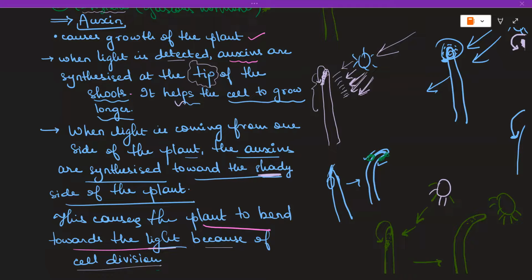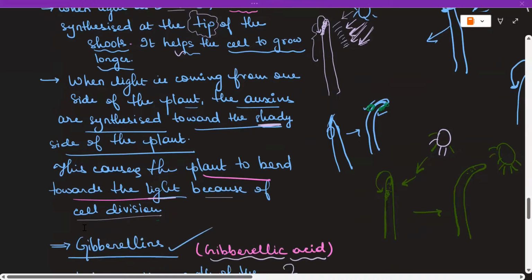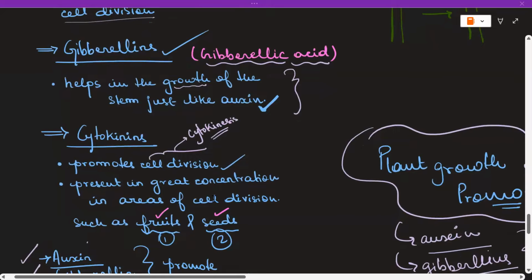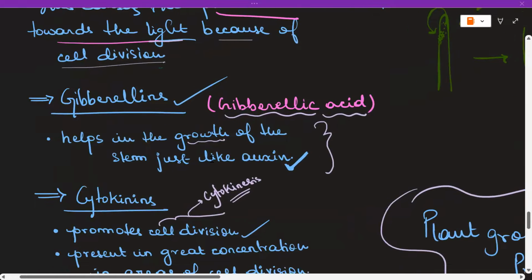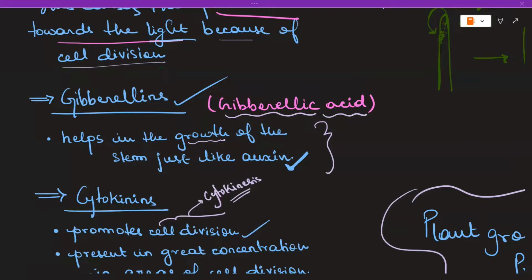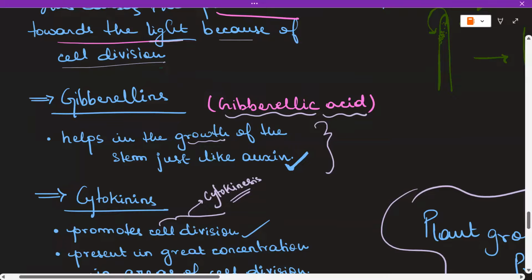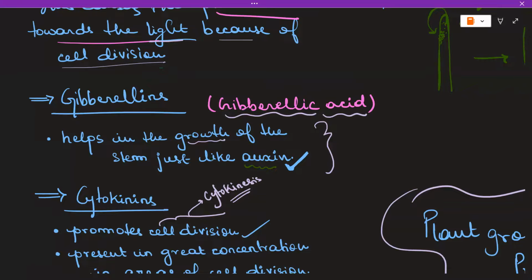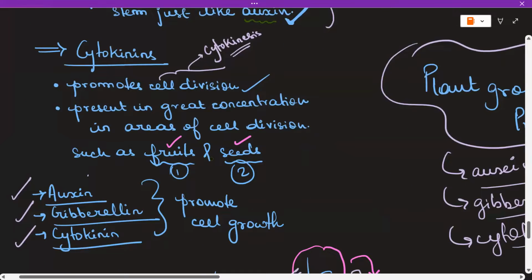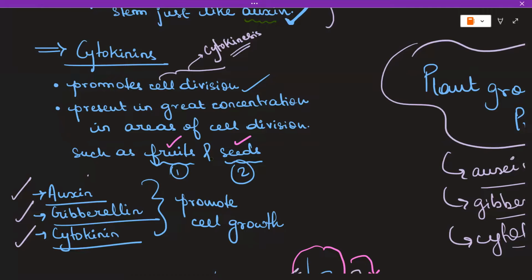Any doubts up until now? No, ma'am. All right. So this was about the auxin. Now the next phytohormone is gibberellin. Gibberellins are also called gibberellic acid, and they work very similar to auxin. They are also responsible for the growth of the stem in terms of its length. So that is gibberellin. The next hormone is the cytokinin, which is responsible for cell division.